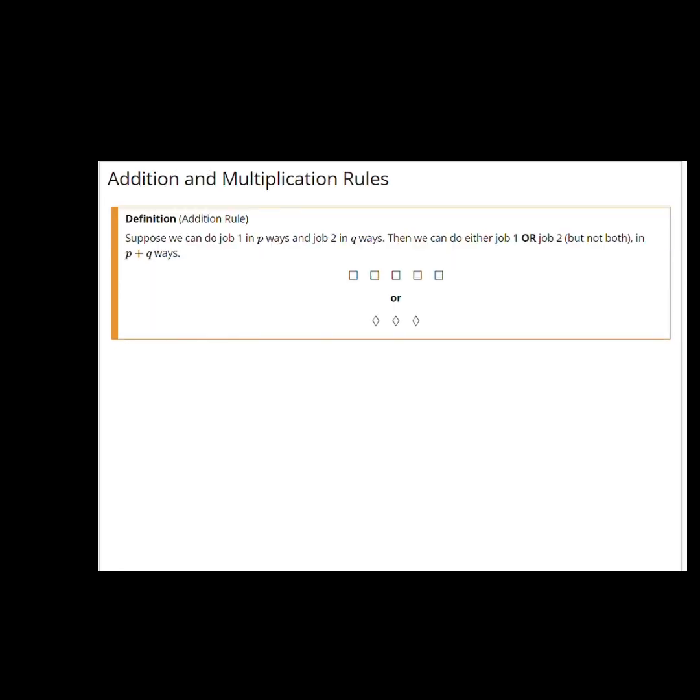There are two rules that will be helpful in this respect: the addition and the multiplication rule. Suppose we can do a job 1 in P ways, and a second job 2 in Q ways. The addition rule assumes that we'll do either job 1 or job 2, but not both. In this case, we have a total of P plus Q choices, distinct ways in which one or other of these two jobs can be carried out. In other words, the word OR is associated with addition: job 1 or job 2, in P plus Q ways.